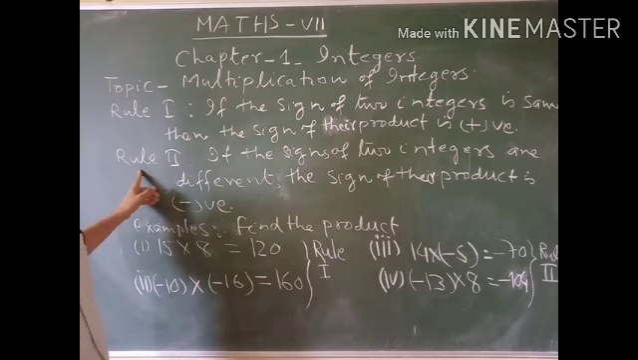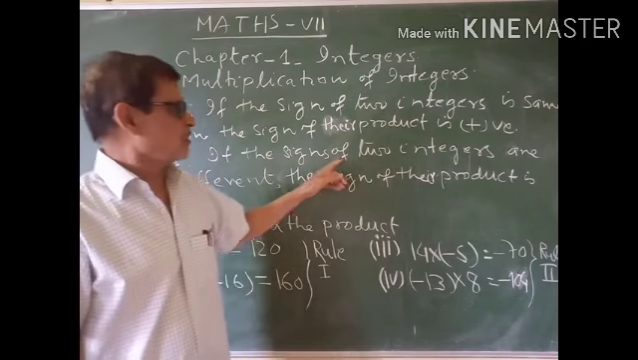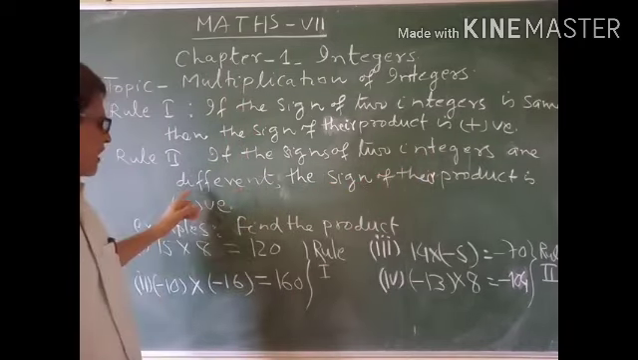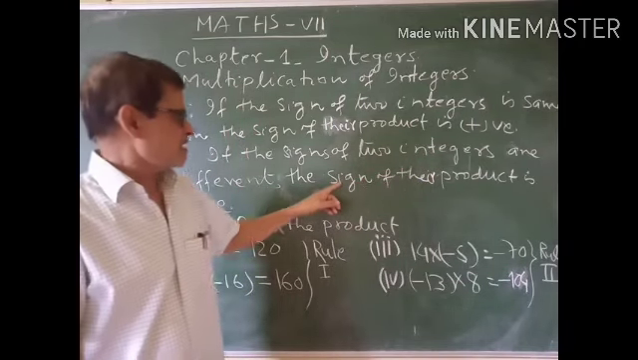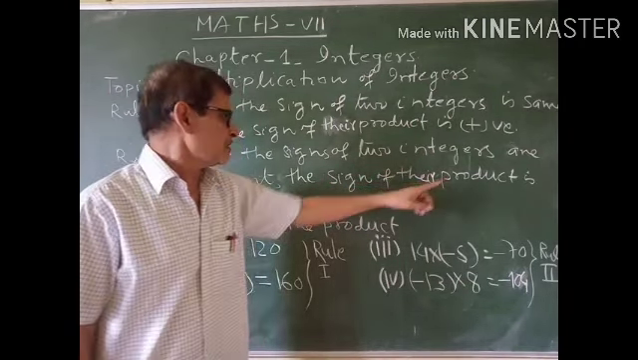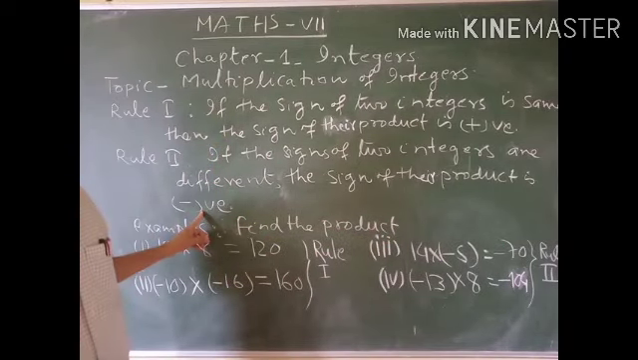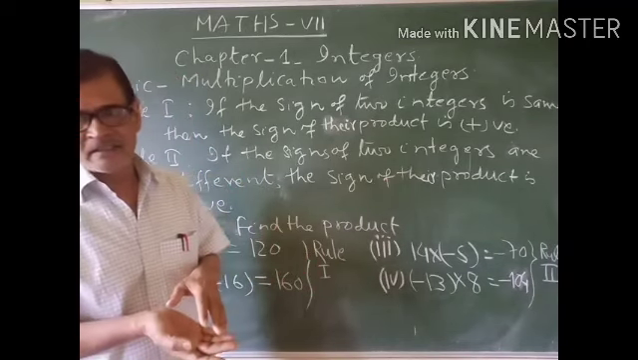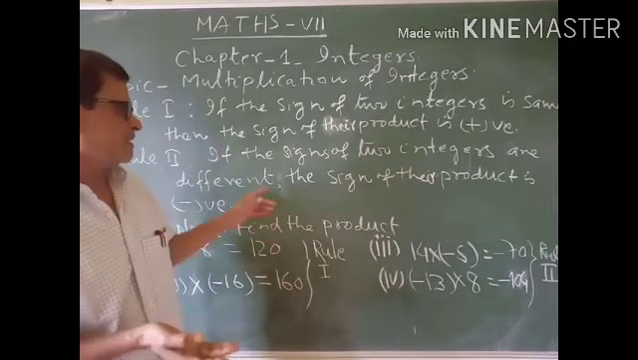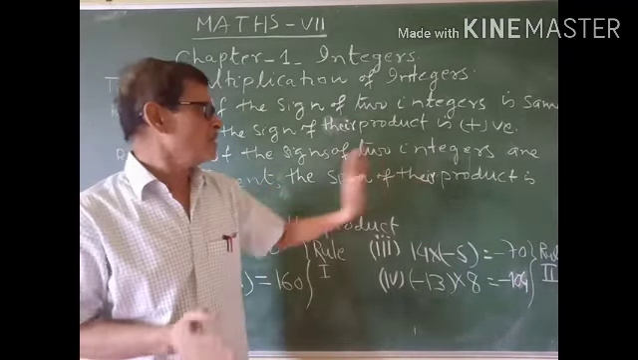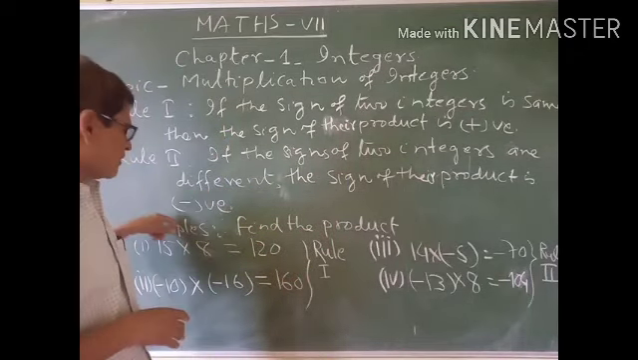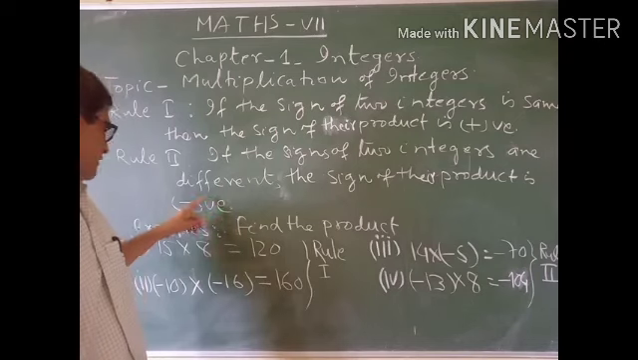Second rule is, if the signs of 2 integers are different, the sign of their product is negative. It means one integer is positive and the second integer is negative, then the sign of their product will be negative. Different signs, the sign of the product will be negative.